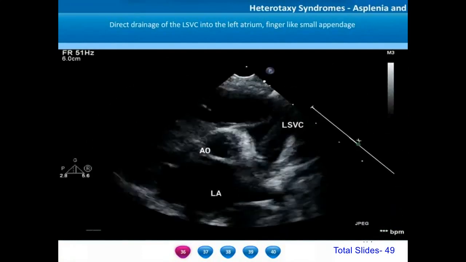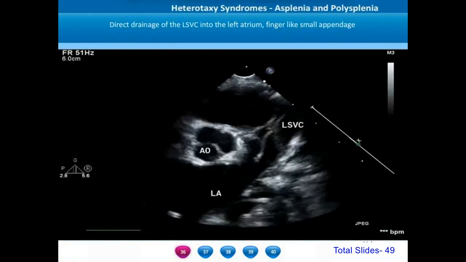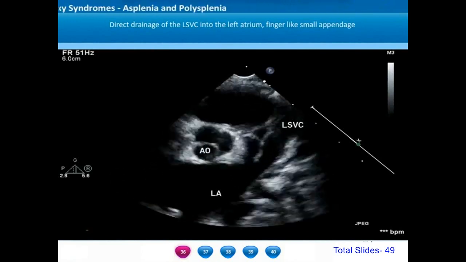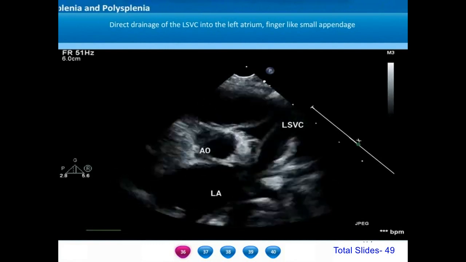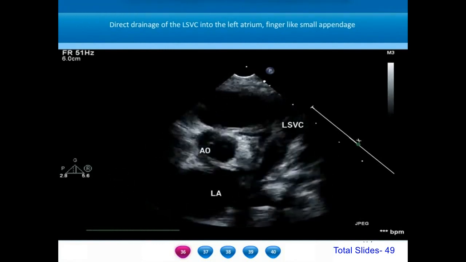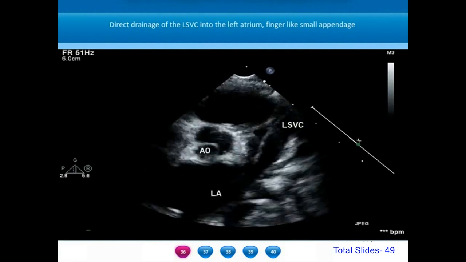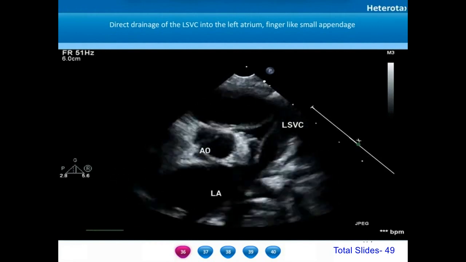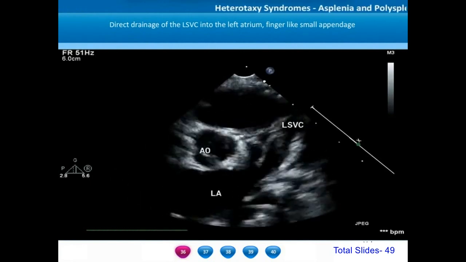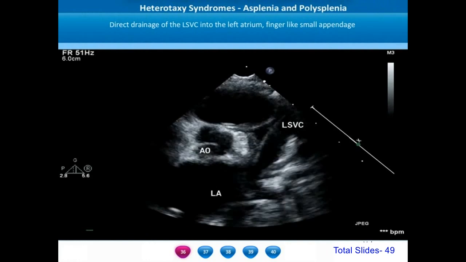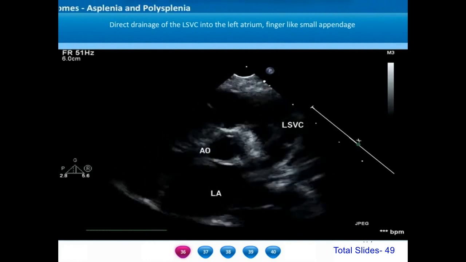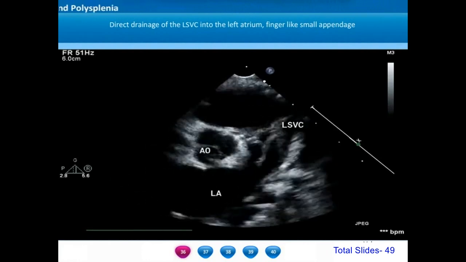While the previous high parasternal short axis view showed a left superior vena cava draining through a roofed coronary sinus into the right atrium, in this instance we can appreciate the left superior vena cava directly draining into the left atrium. We can also notice a small finger-shaped appendage on the left superior vena cava left atrial junction. Both the appendages are shaped similar to a left atrial appendage in left isomerism.